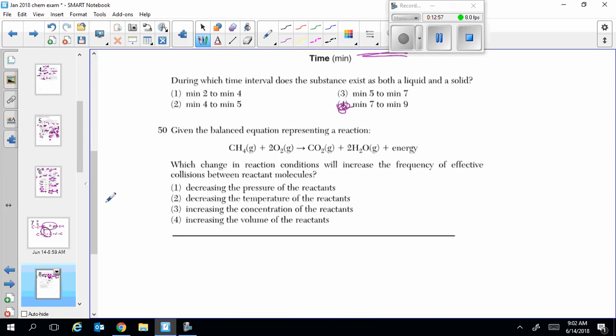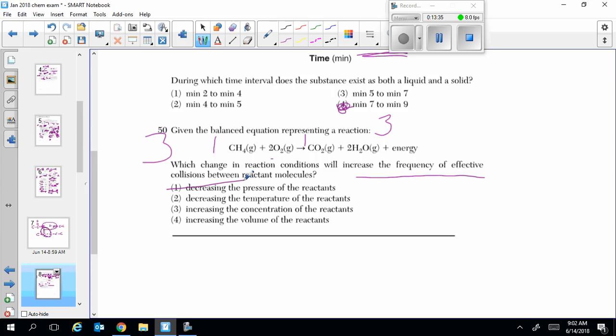All right, given this equation, what change in the reaction conditions will increase the frequency of effective collisions? So what's going to help my reaction rate become faster? If I decrease the pressure, I've got to count up gases. I got 1 gas here, I got 2 gas here, so that gives me 3 gases on this side. And over here I have 1 gas and I have 2 gas, so I have 3 gases on that side. So pressure is not going to be affected by this reaction because I have 3 moles of gas on each side.